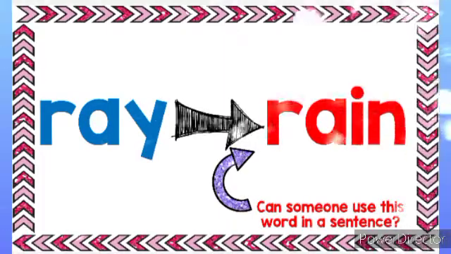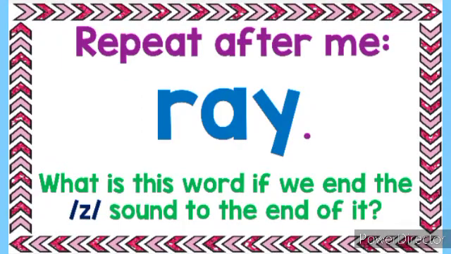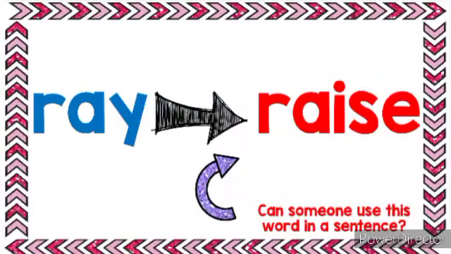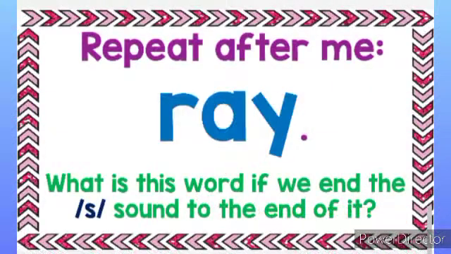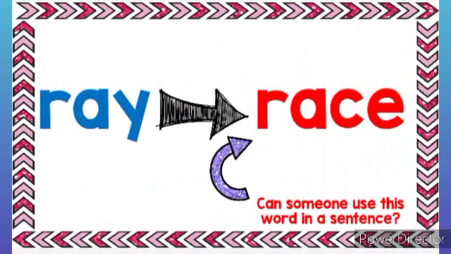Beautiful. Say the word ray after me. Ray. Now let's add the sound Z to the end of the word. Ray, Z. Now it gives rays. Beautiful. Say the word ray after me. Ray. Now what if we add the sound S to the end of the word? Ray, S. Rays. Beautiful. Ray turned into rays.